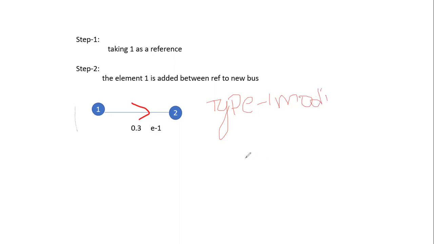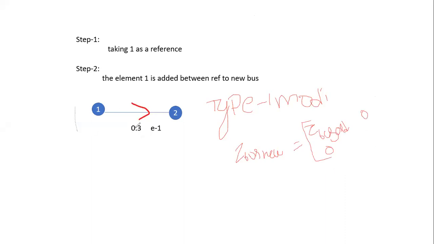That is Z-bus new is equal to, this is the matrix for the Z-bus new, and this is the Z-bus old, and 0, 0, and ZBR or ZS. That will be added in this step.